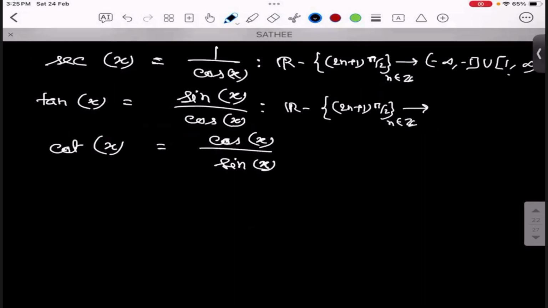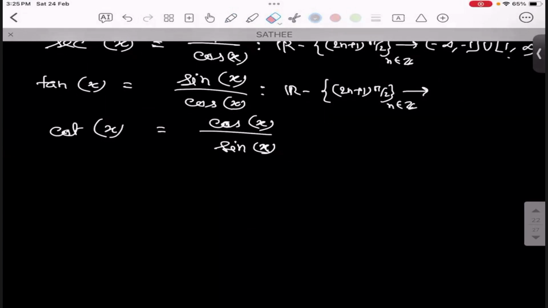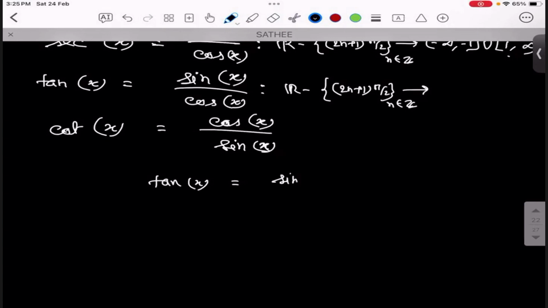Now tan x has a domain restriction because of the zero value of cos x. Now what about the range? Let's check. tan x equals sin x divided by cos x, which is nothing but sin x times sec x.